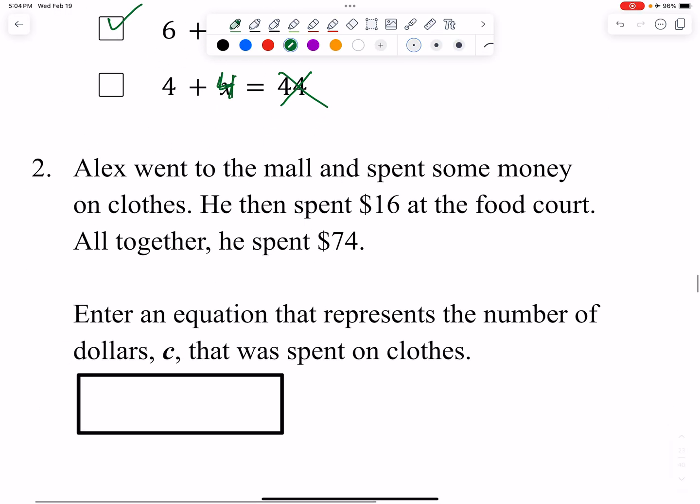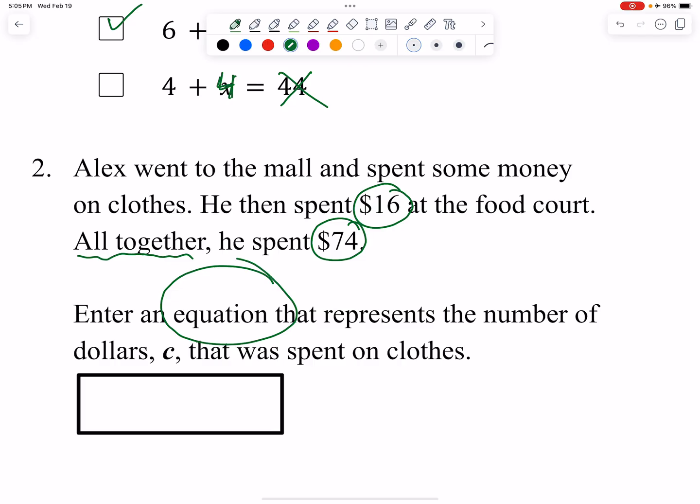So Alex went to the mall and spent some money on clothes. He then spent $16 at the food court. Notice I'm circling numbers. Altogether, does that sound familiar? What symbol could you say with altogether? He spent $74. Enter an equation. Boom, right there, equal sign. That represents the number of dollars. Notice they use the letter C for dollars. I wonder why. That's weird. Okay, that was spent on clothes. That makes more sense.